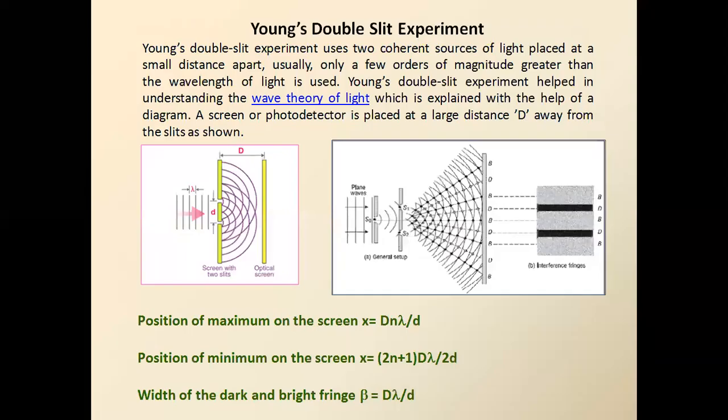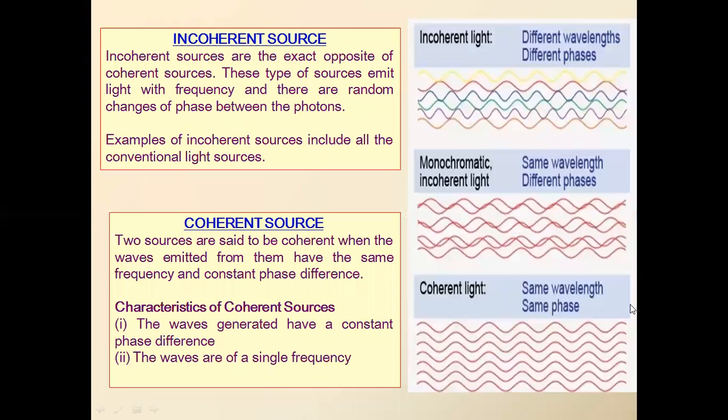Now here we use the term coherent. What is coherent? Two sources are said to be coherent when the waves emitted from them have the same frequency and a constant phase difference or constant path difference. So the characteristics of a coherent source are that the waves generated have a constant phase difference and are of a single frequency. On the other hand, incoherent sources are the exact opposite of coherent sources.